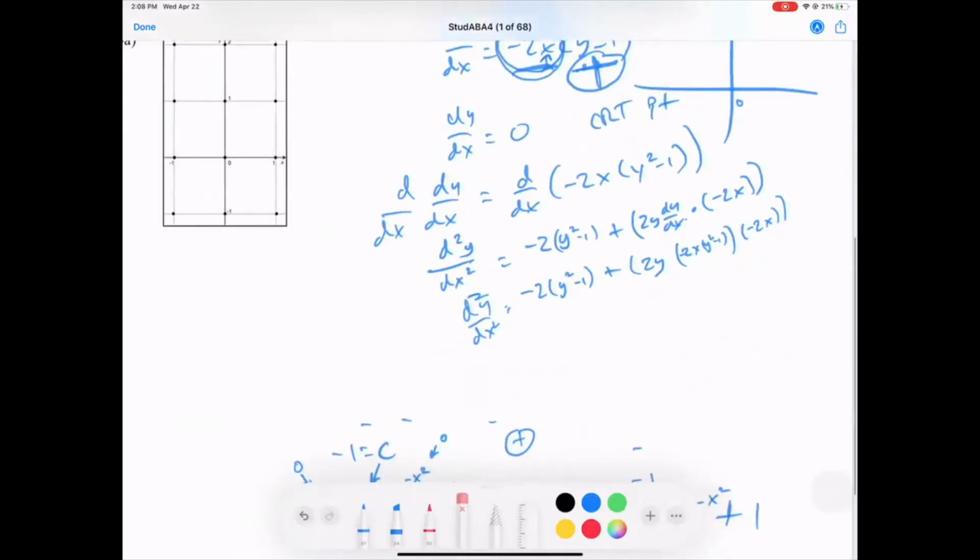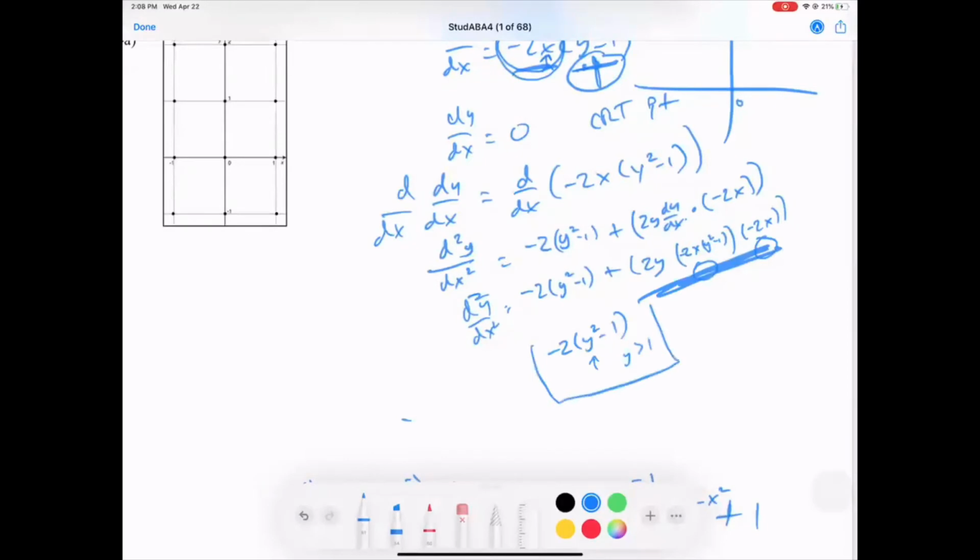So if I plug in 0, isn't this all 0 here? 2 times 0, that's 0. There's a 0 here, that's all 0, okay? And what do we say about this number? 2y squared minus 1. Is this going to be positive or negative? We said y is always greater than 1. So will this be positive or negative here? Negative.